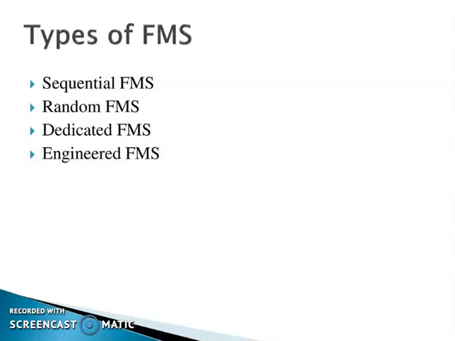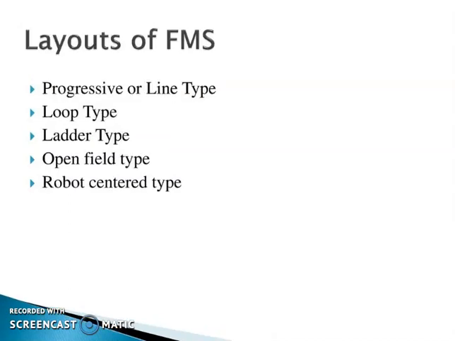We will discuss the types of FMS. There are 4 types of FMS: sequential FMS, random FMS, dedicated FMS, and engineered FMS. Now we will discuss the layout of FMS: progressive or line type, loop type, ladder type, open field type, and robot center type.